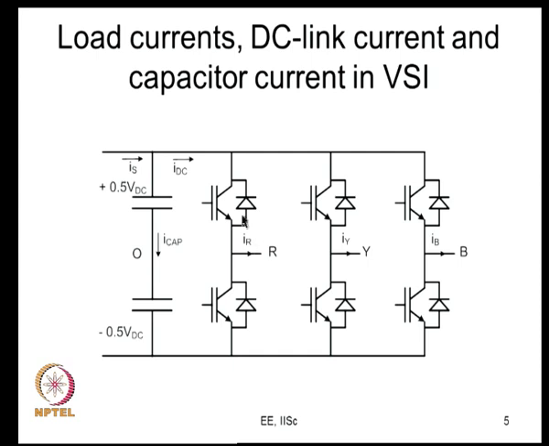So, you have R phase leg, you have Y phase leg, and you have the B phase leg, and the load is connected. This is a 3-phase load. So, the R, Y and B terminals are connected here, and the load is not shown here. The load currents are going to flow here. This is the indicated positive direction. If IR, for example, is positive, this is the direction in which current flows. If IR is negative, then the current is actually flowing in the opposite direction.